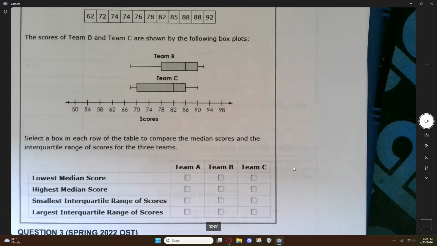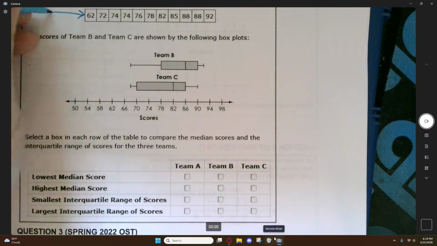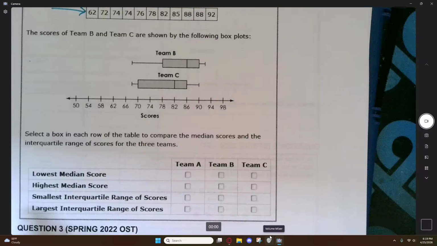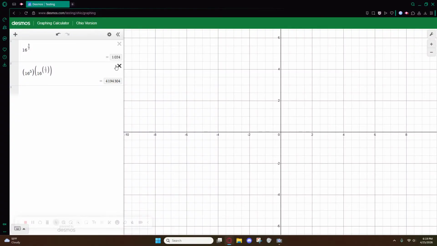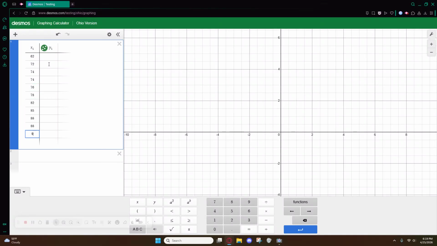Team A is written out in a very unfortunate fashion, in the fact that the data itself is written out. It's not in a fancy box and whisker plot, which is easy to read for the purposes of interquartile range and median. However, we can use Desmos. If I go to Desmos and I click in the top left here and I hit plus table, this will allow me to put in data. So I can put in Team A's data. So we had 62, 72, 74, 74, 76, 78, 82, 85, 88, 88, 92.